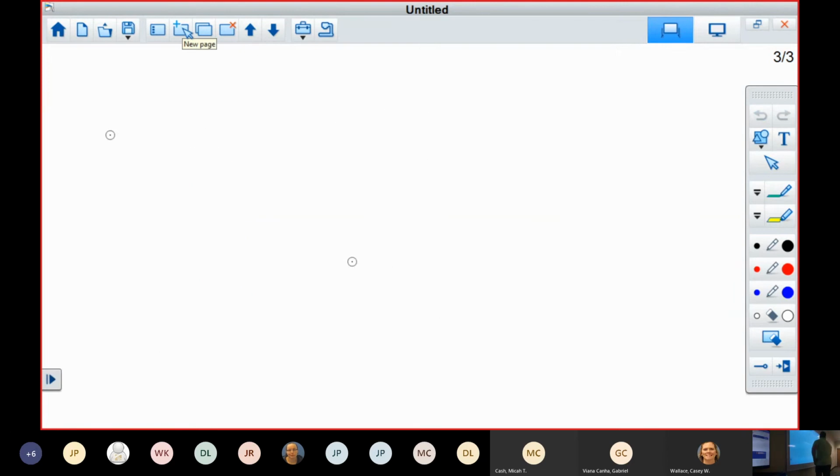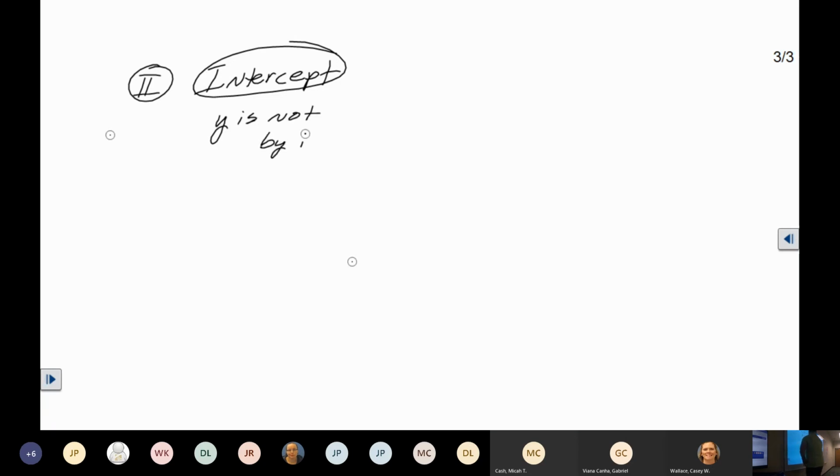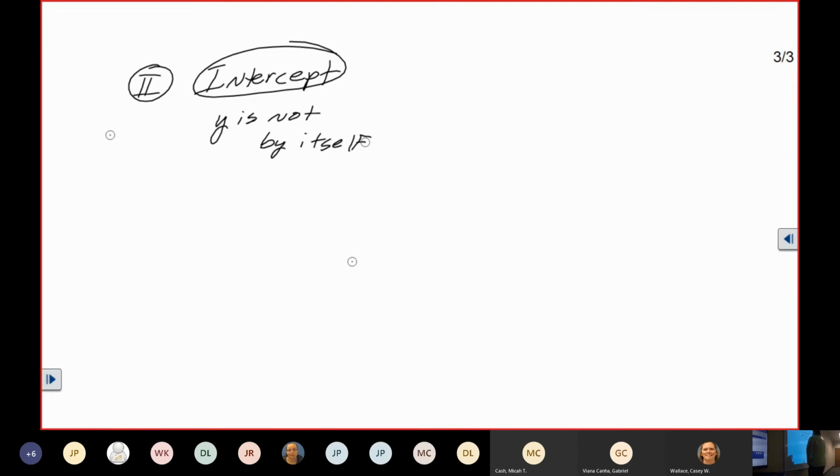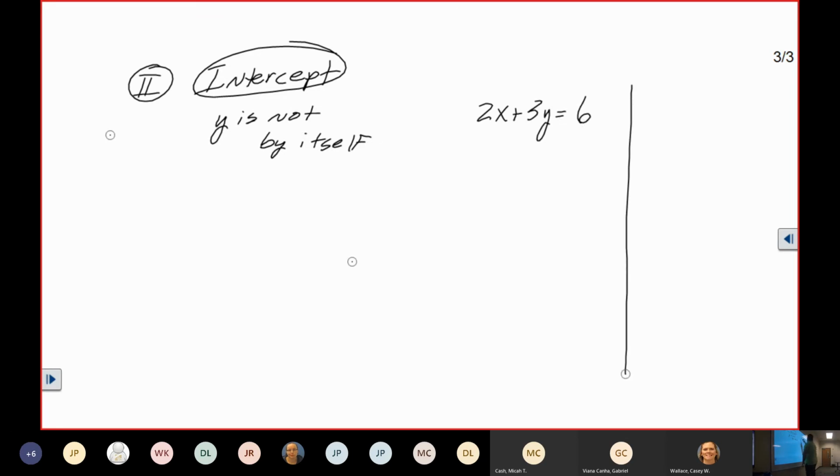All right, method 2. Method 2 is called the intercept method. Intercept method is used a good bit, but not a lot because some teachers don't show it because they have to teach you how to do it, and they don't like doing that. So when do you use it? When y is not by itself. And that's 2x plus 3y is equal to 6. And I'll just tell you right now, we're going to put it in a box like that.